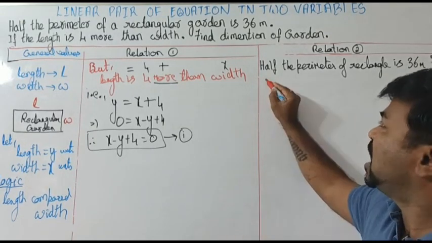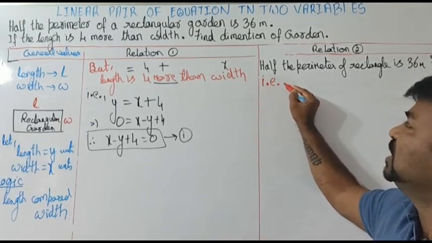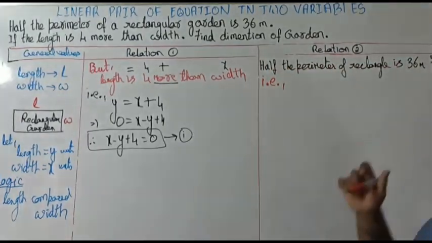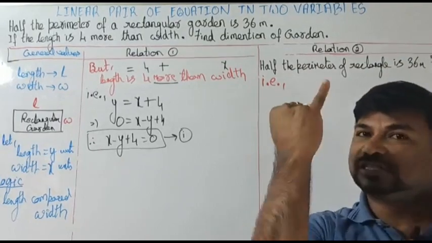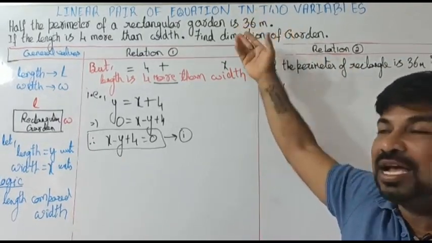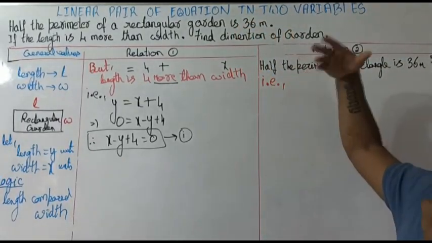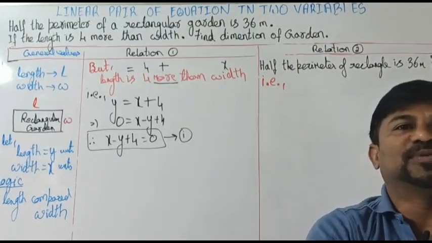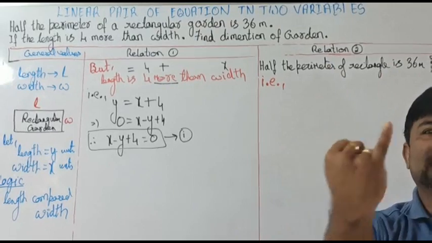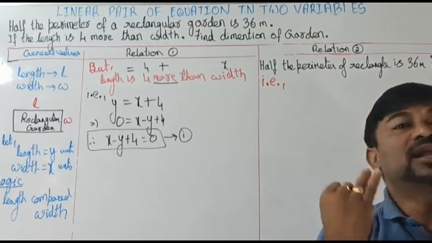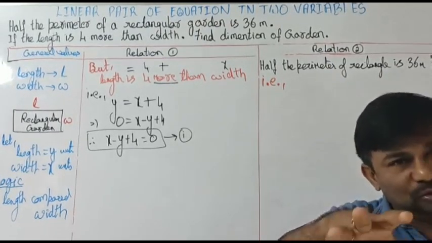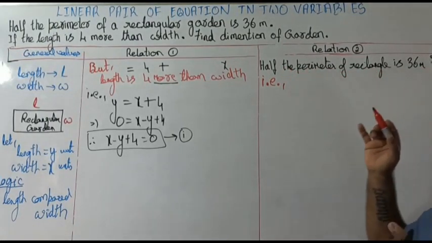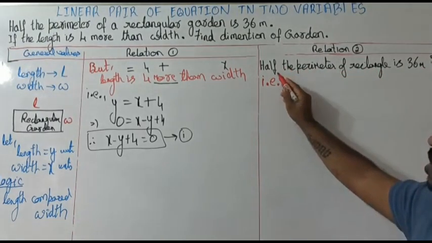Let's set this up in terms of symbols. This is a sentence taken from the question. Convert it in terms of symbols, then simplify. SSS: sentence, symbol, simplification. You are supposed to remember this one. This is the first step. Half the perimeter of the rectangle is 36 meters. Now let's go for that one. What is this?